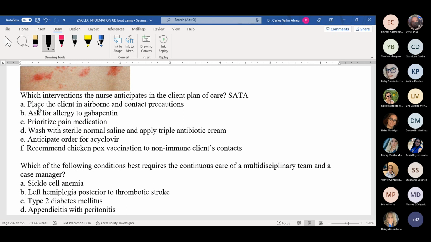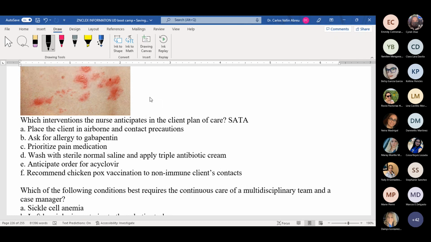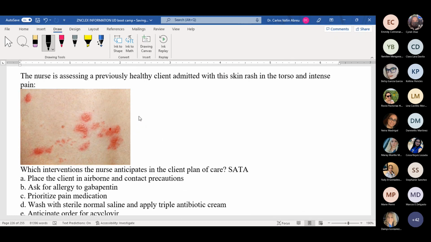First one: place the client in airborne and contact precaution. Yes or no? No. Don't fight, don't fight. No violence, please. Okay, no violence. Don't fight. Shingles is contact precaution.